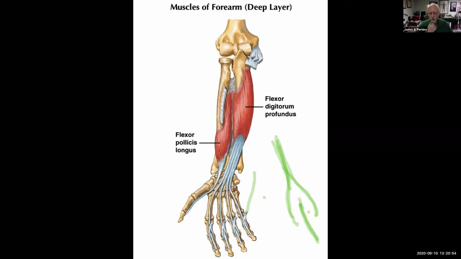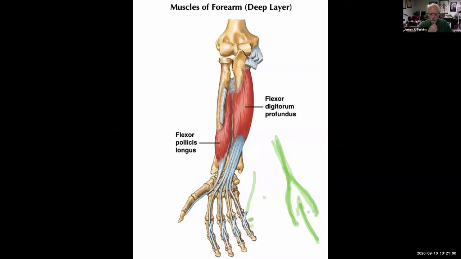So flexor digitorum superficialis, the one that has this Y-shaped split, is inserting here on the middle phalanx, which means it can flex the metacarpophalangeal joints. It can flex the carpometacarpal joints. It can flex the metacarpophalangeal joints. It can flex the PIP joints, or proximal interphalangeal joints.